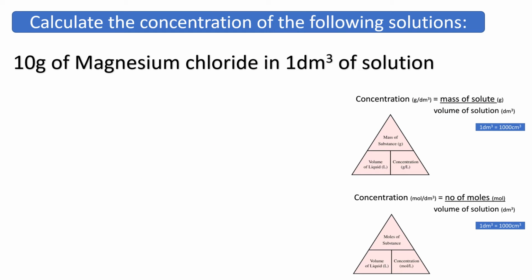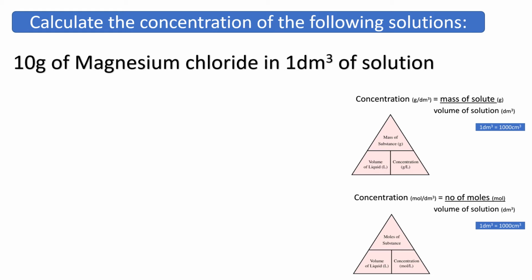Okay, so let's have a look at a question. It says calculate the concentration of the following solutions. If you're confident, pause the video and have a go yourself, or follow along. So 10 grams of magnesium chloride in 1 decimeter cubed of solution.